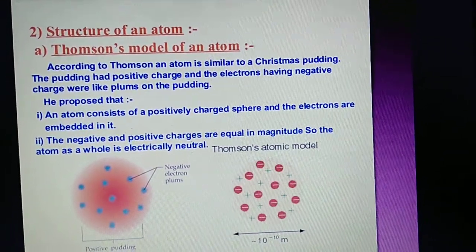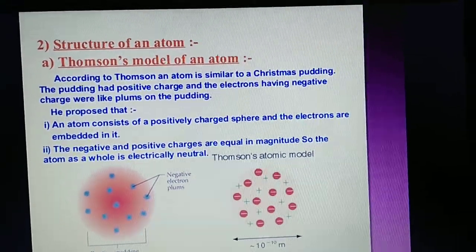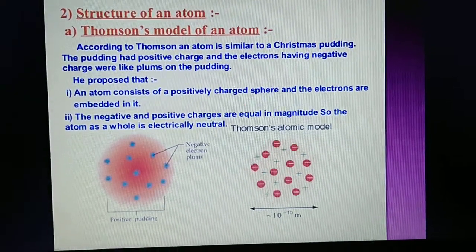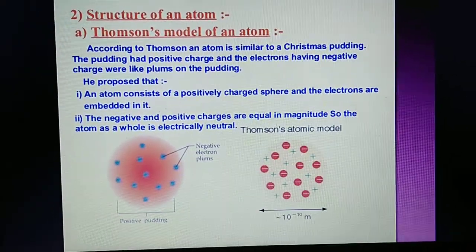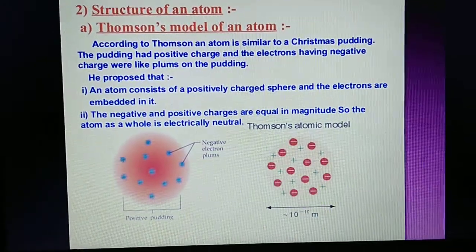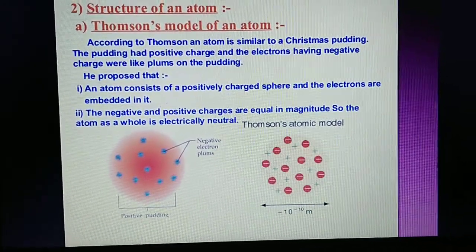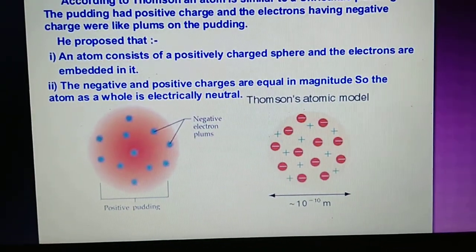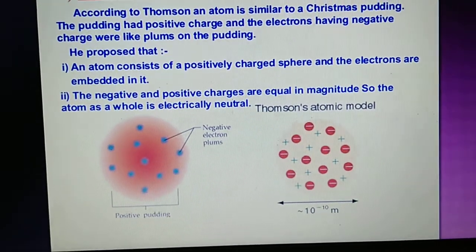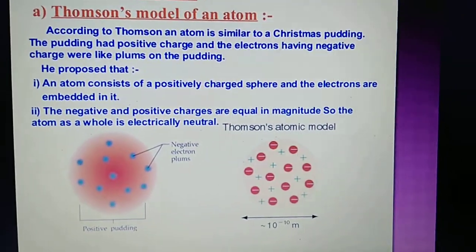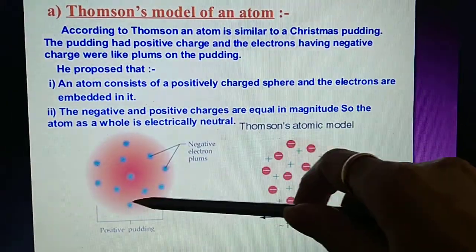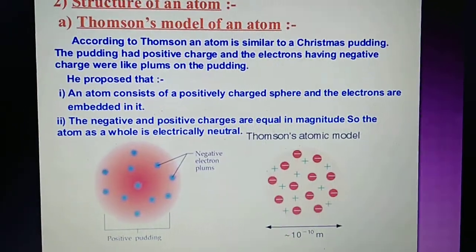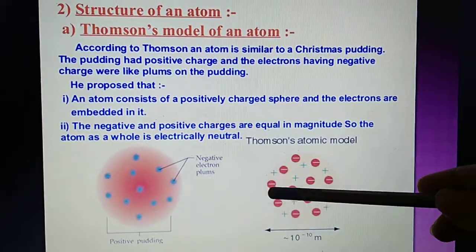Now, the structure of an atom. First of all, Thomson gave a model, which is also called the Christmas pudding model, the Thomson model of an atom. According to this model, an atom is similar to a Christmas pudding, where the pudding had positive charge and the electrons having negative charge were like plums on the pudding. So he proposed that atoms consist of a positively charged sphere and the electrons are embedded in it. Here you can see that the electrons are embedded in it. The negative and positive charges are equal in magnitude, so the atom as a whole is electrically neutral.